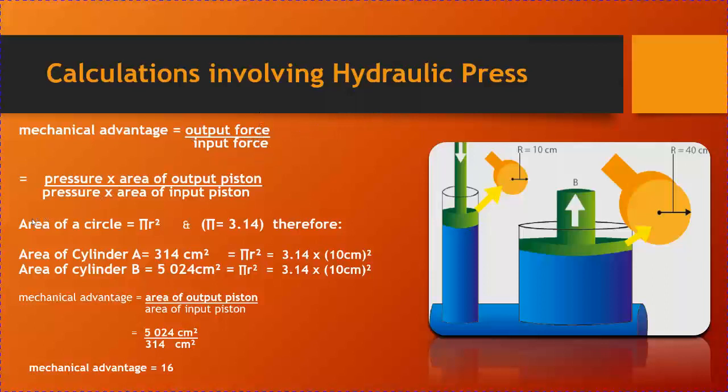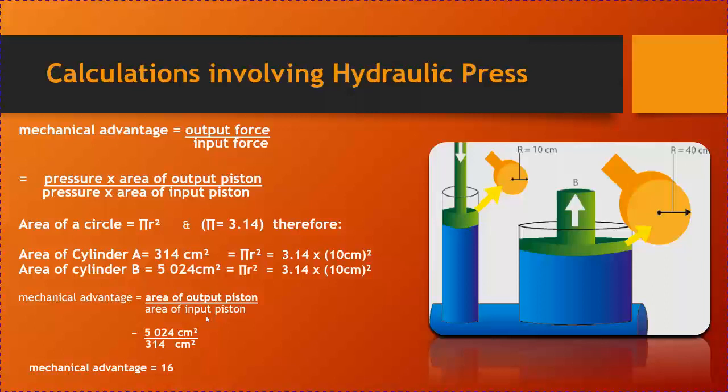The other formula we need to remember, which you know already, is the area of a circle, because the pressure is applied by the whole area of the cylinder. So that's why we've got to realize that. We only have to know mechanical advantage is output over input. Now we know that force equals pressure times area. So we've got that formula over there, and so we get the mechanical advantage of 16.